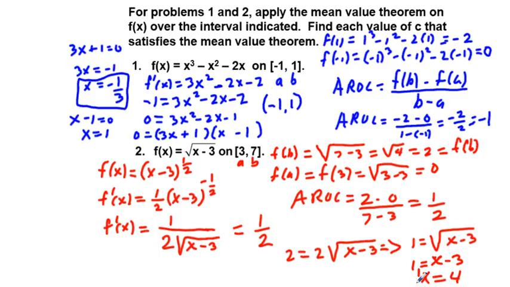So x equals 4 is the value c that satisfies the conclusion of the mean value theorem, that there is a point on the curve where the tangent, the instantaneous rate of change, is equal to the average rate of change over that interval.